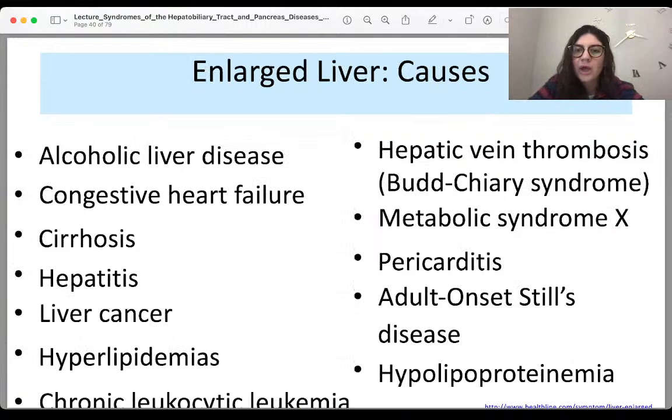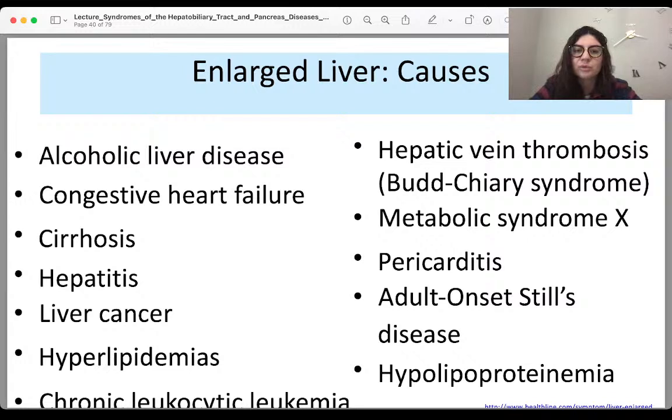Enlarged liver or hepatomegaly. Let's discuss its causes. Hepatomegaly may be caused by alcoholic liver disease, congestive heart failure, cirrhosis, hepatitis, liver cancer, dyslipidemias and hyperlipidemias, chronic leukocytic leukemia. It can be caused by hepatic vein thrombosis, which we also name Budd-Chiari syndrome.